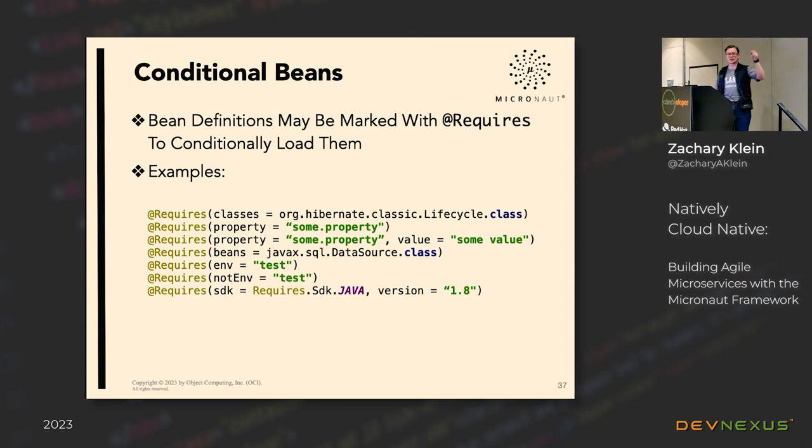These are all stackable, so you really could have all of these requirements on one class if you wanted to, but you could require particular properties to be set or to be not set. You can require a particular environment to be present. You can require a particular version of Java. You can require a particular class to be available before this bean is instantiated.